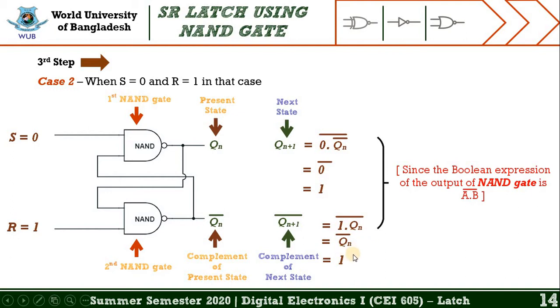This gives us QN bar. And one question in your mind: QN, or you can say QN plus 1, if you look at that next state, the value of the next state, we get just 1. So if we complement this next state, then we get 0, but we find Q to the power QN bar, which is equivalent to 0. So let's move to the next case.